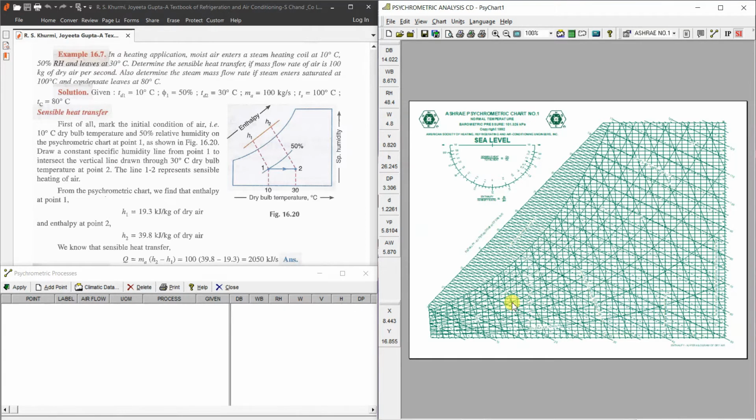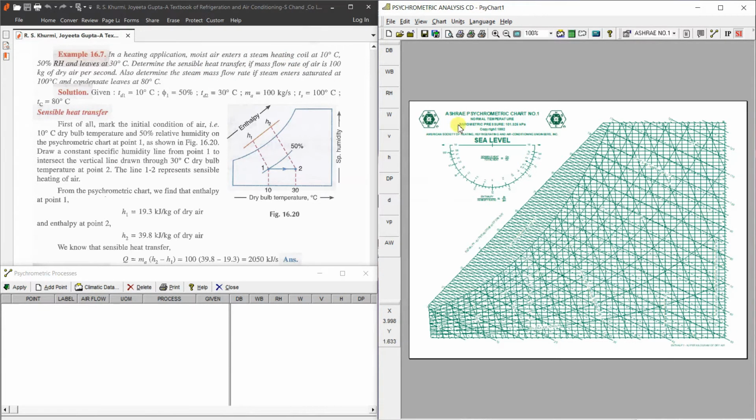We are going to study the sensible heating process using psychrometric analysis software. Now, what is the meaning of sensible heating? Here you can see on the psychrometric chart, the process has been shown from 1 to 2. This process is a sensible heating process, where you can observe the specific humidity or moisture content is remaining constant while the temperature of air is increasing. So from point 1 to point 2, temperature is increasing but specific humidity or moisture content remains the same. That is called sensible heating.